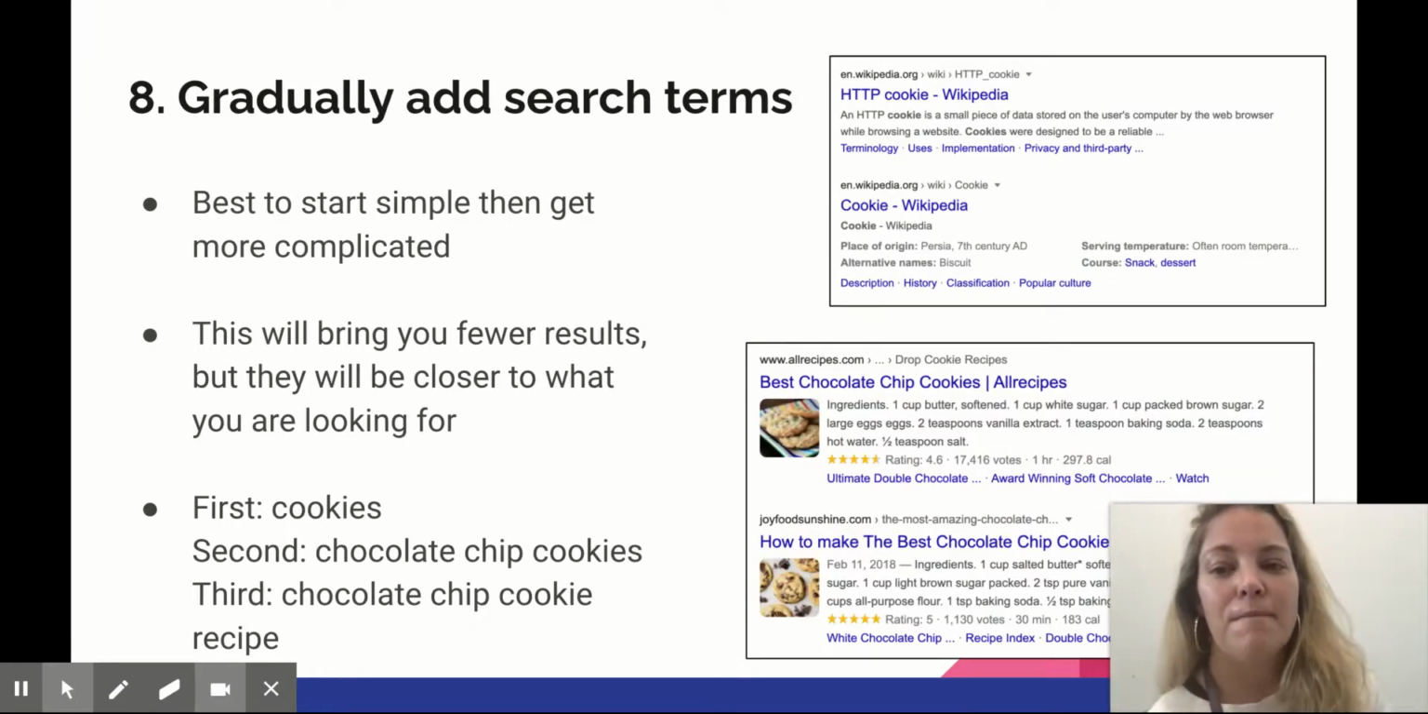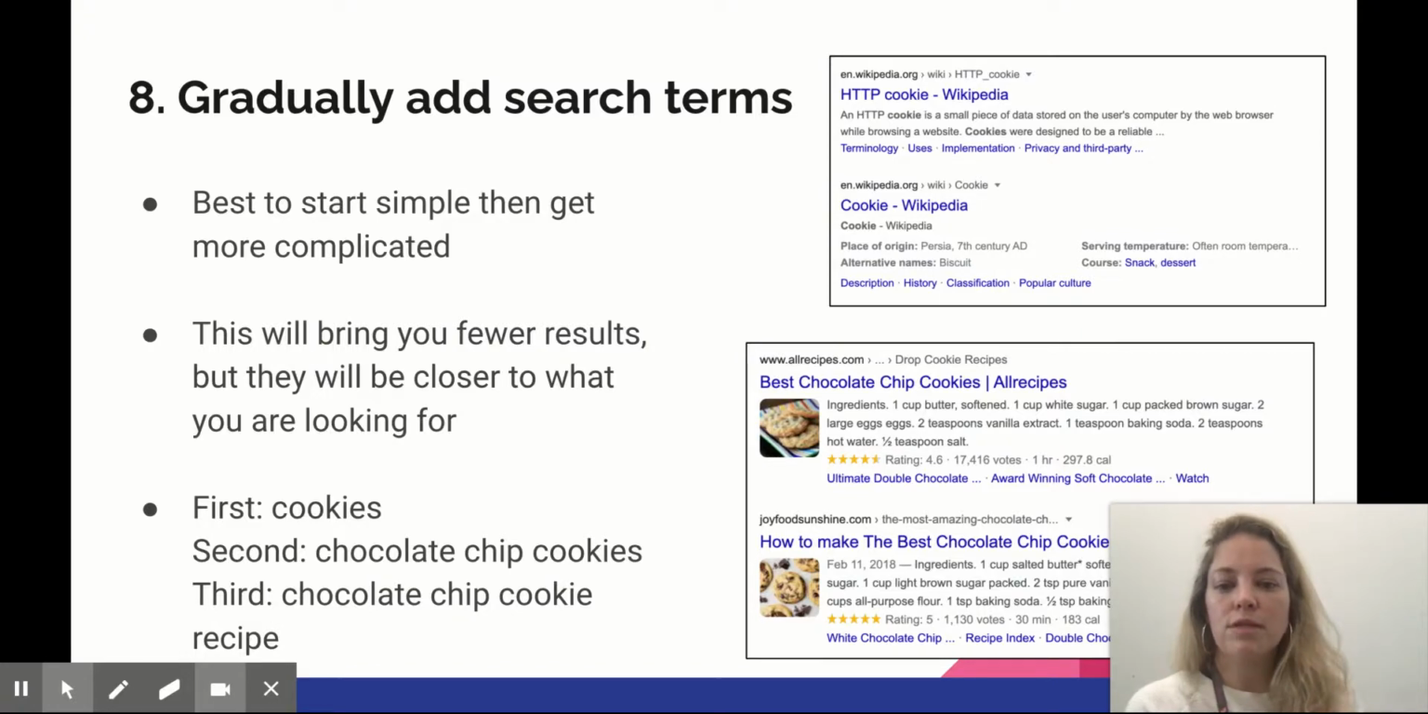Number 8 is to gradually add your search terms. Start really simple and then get more complicated. I was looking for websites about cookies, for example. I actually want fewer results because they're going to be more focused. I don't want a million results. I want maybe 50. So I started with cookies and I ended up with way too many results. The second search I did was chocolate chip cookies and I got less. Then I added more by saying I want chocolate chip cookie recipes, and I ended up with a focused search.